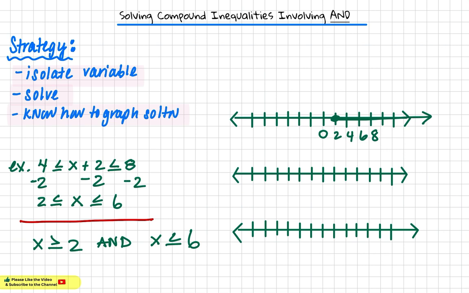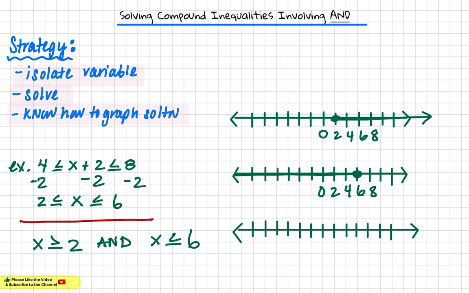Now for the second one, x is less than or equal to 6, we have to graph as well. So 0, 2, 4, 6, 8. We have 6 here, and since it's less than or equal to, we know it's a hollow circle. I mean a filled-in circle, and everything to the left satisfies this answer.